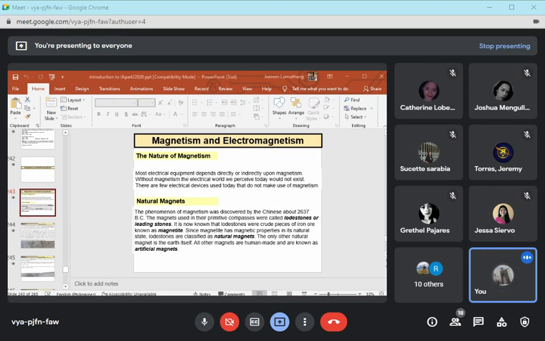Most electrical equipment depends directly or indirectly upon magnetism. So without magnetism, the electrical world we perceive today would not exist. There are few electrical devices used today that do not make use of magnetism. So magnets are magnificent objects. You will really wonder why there is this attraction. They create an area of magnetic force around them.